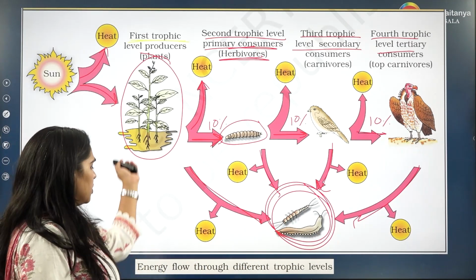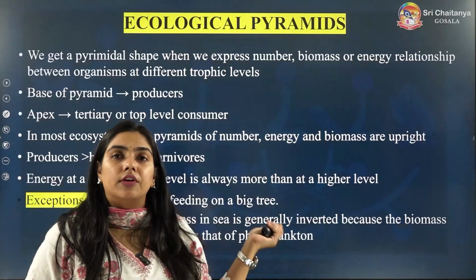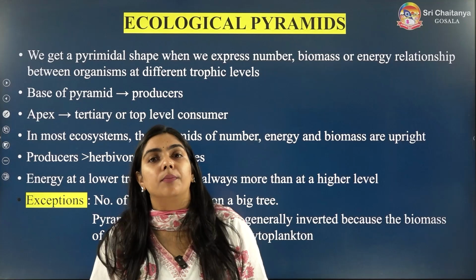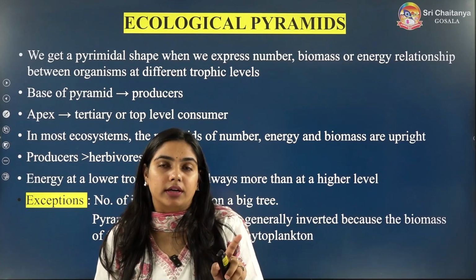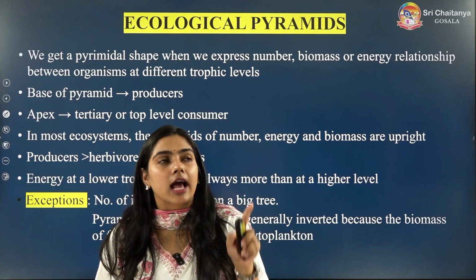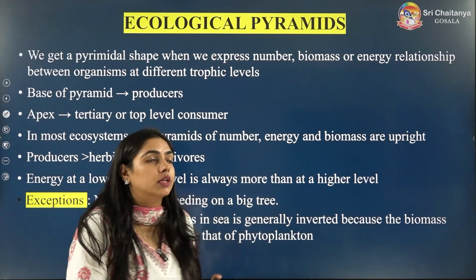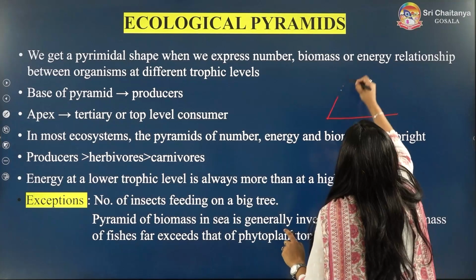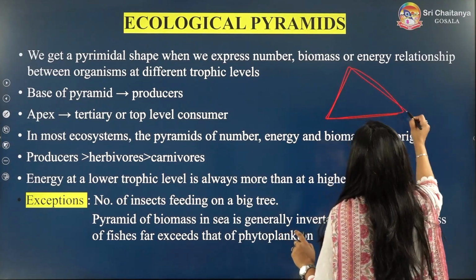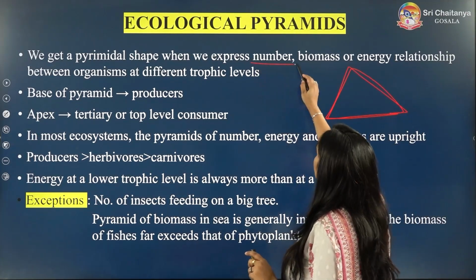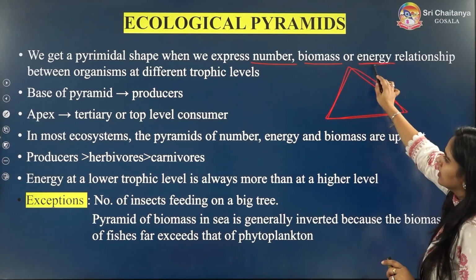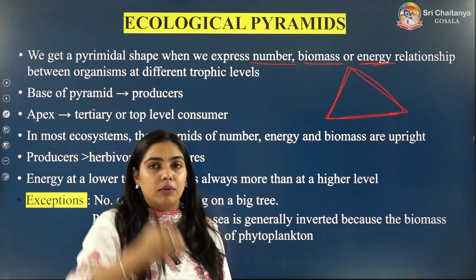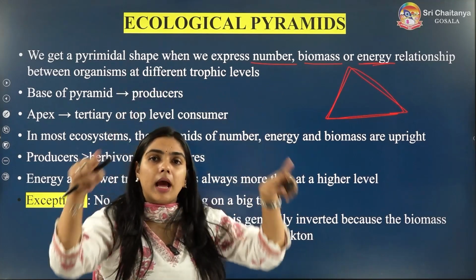Okay, so you can see the energy flow through different trophic levels. Now, the last thing is ecological pyramids. They are easy as well as important, according to the NEET point of view. We get a pyramid shape when we are representing the number, biomass or energy relationship between the organisms at different trophic levels.